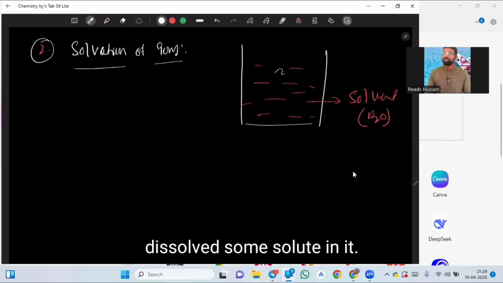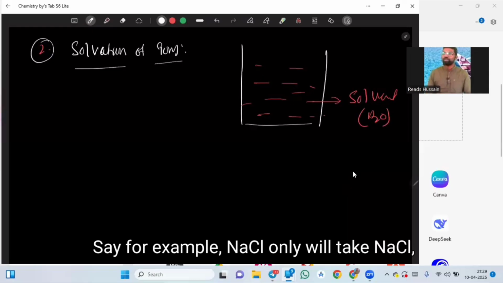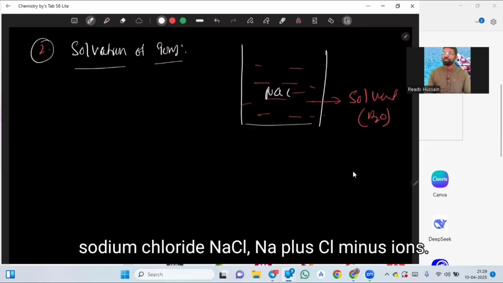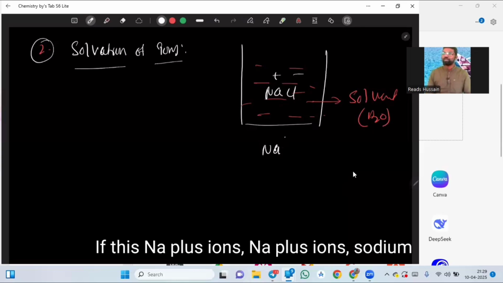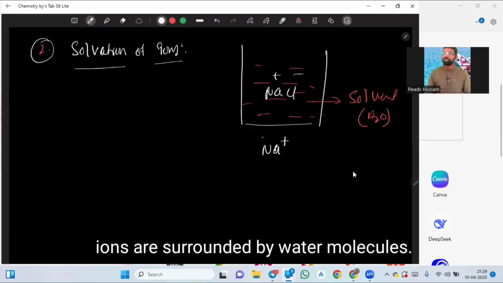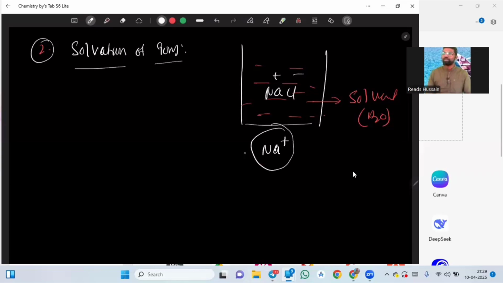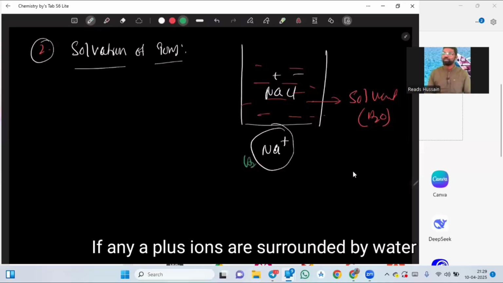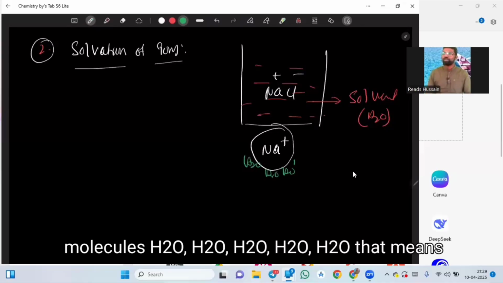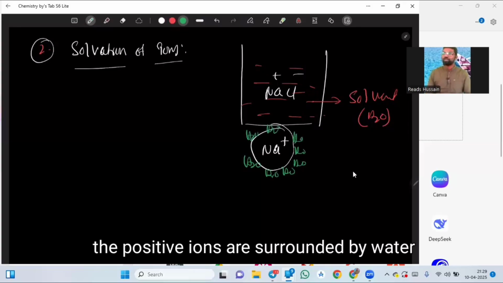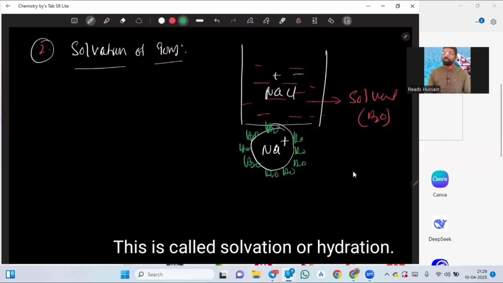Then we have dissolved some solute in it, say for example NaCl, sodium chloride, with Na plus and Cl minus ions. If these Na plus ions, sodium ions, are surrounded by water molecules, H2O, H2O, H2O, that means the positive ions are surrounded by water molecules here. This is called solvation or hydration.